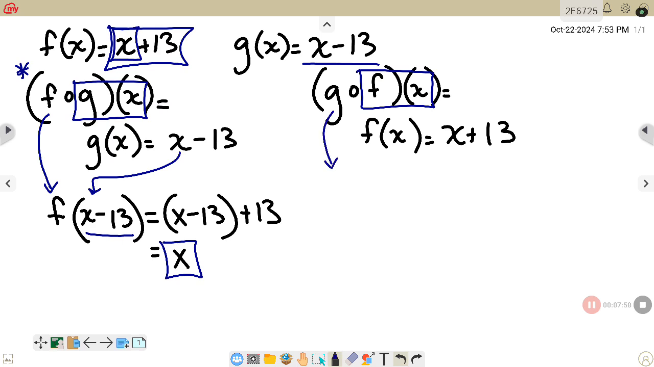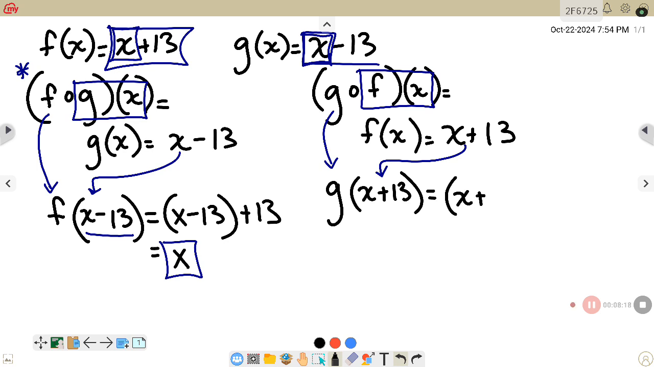So I'll bring down my g and put in parentheses what you got on the last part of the answer, which was x plus 13 this time. So this tells me to go to the g function, and I am going to replace this x with x plus 13. So you take the x all the way out and put in its place x plus 13, and then you have the minus 13.